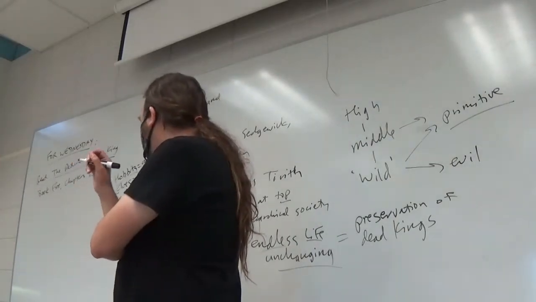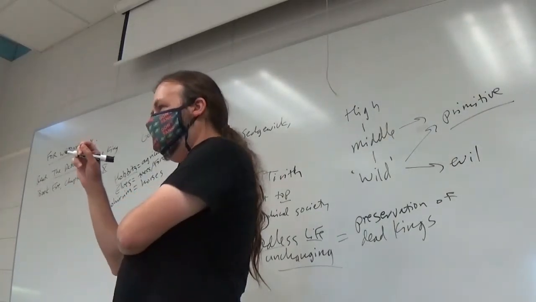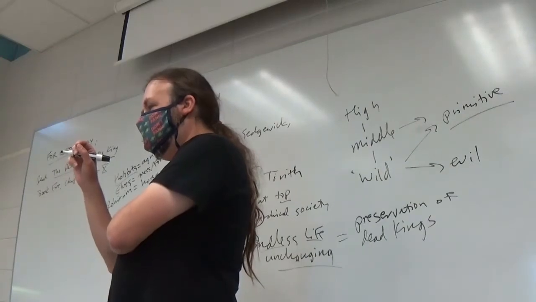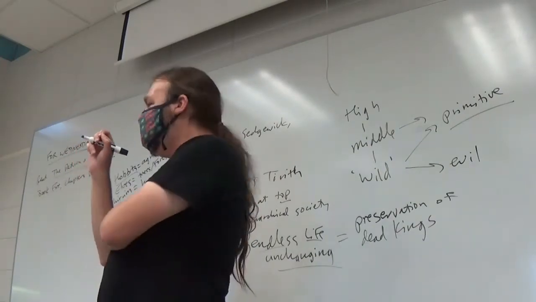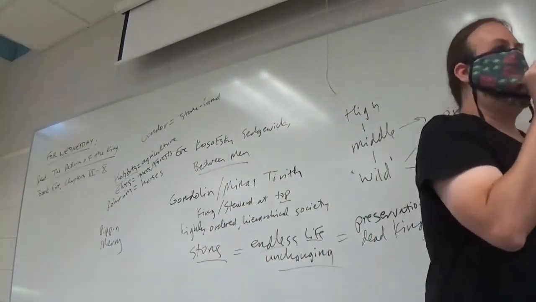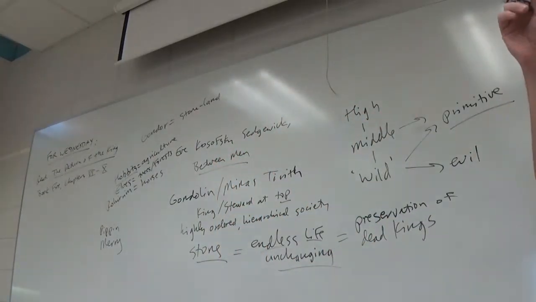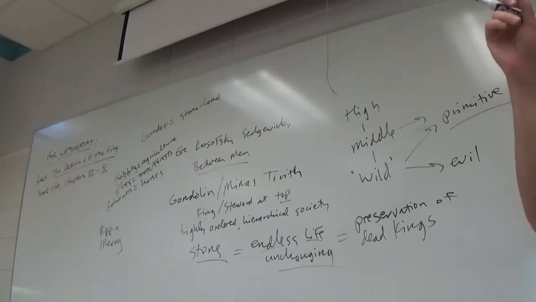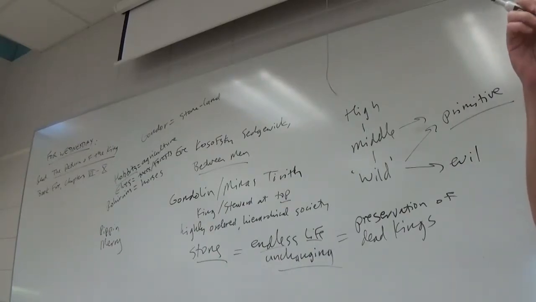What's Merry afraid is going to happen to him? Well, is he? Let me put it this way. Okay. What is he afraid he's not going to get to participate in? The war. Yeah, that the Rohirrim are just going to leave him behind, right? His fears are not unlike Éowyn's, right? She doesn't want to be left behind either, right?